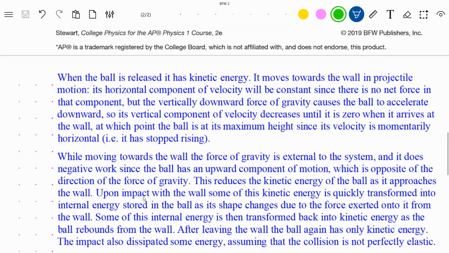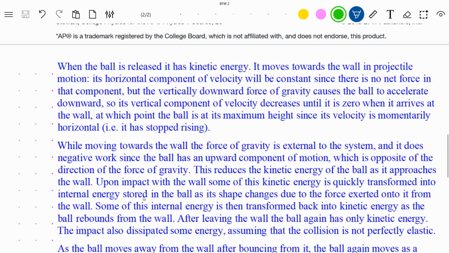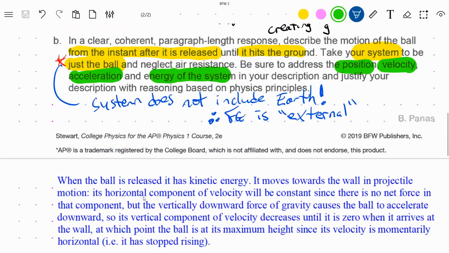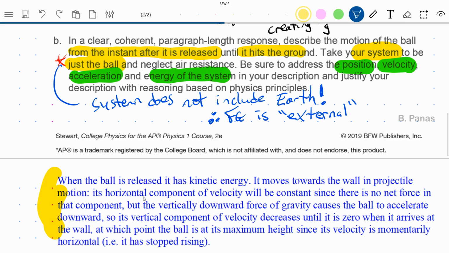And again, even though it's a, quote, paragraph, I think it made sense for me to visually block this into fundamentally 3 parts. So, okay, let's look at this first part here. When the ball is released, it has kinetic energy. It moves toward the wall in projectile motion. That should be clear. Its horizontal component of velocity, I'm just trying to talk about the velocity because they told me to talk about that, right? So the velocity, its horizontal component of velocity will be constant since there is no net force in that component.